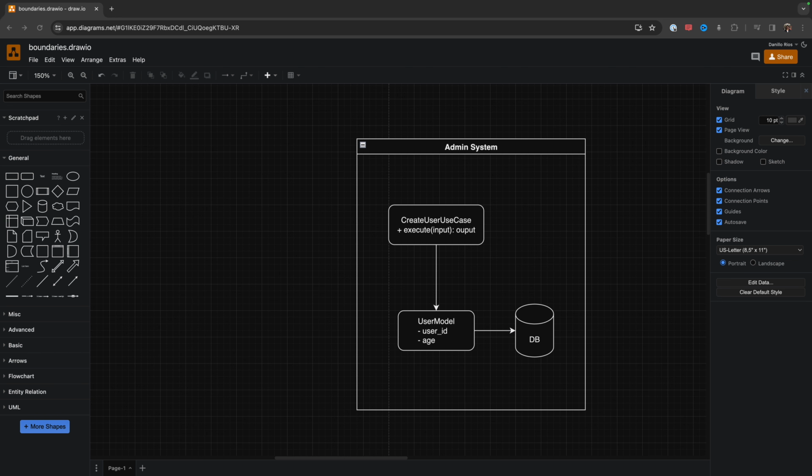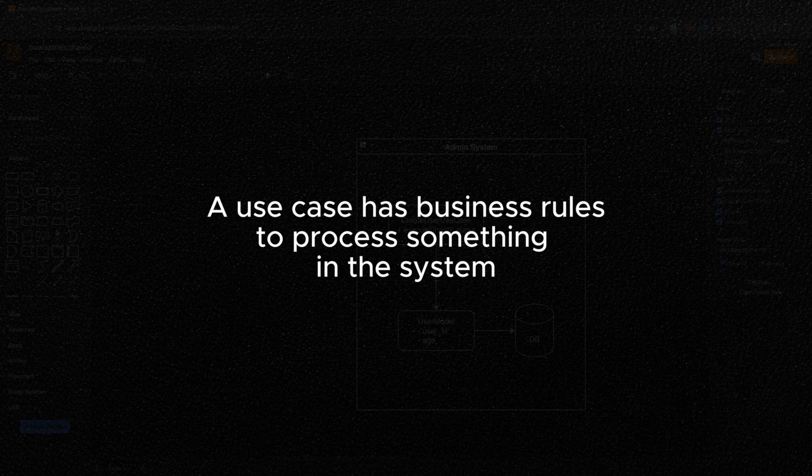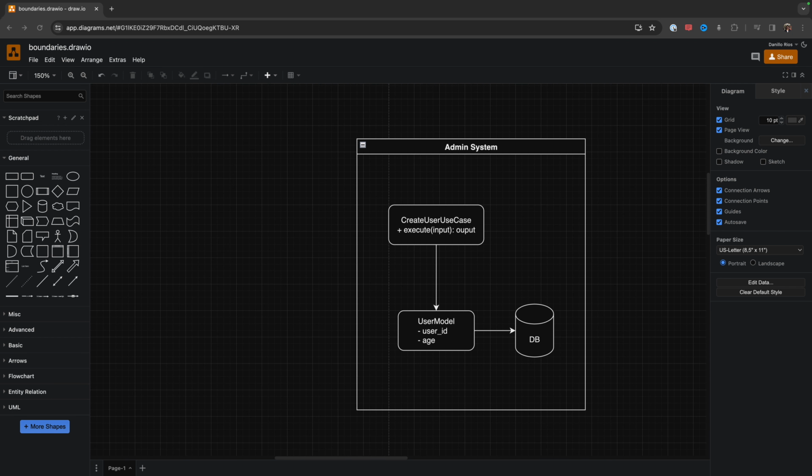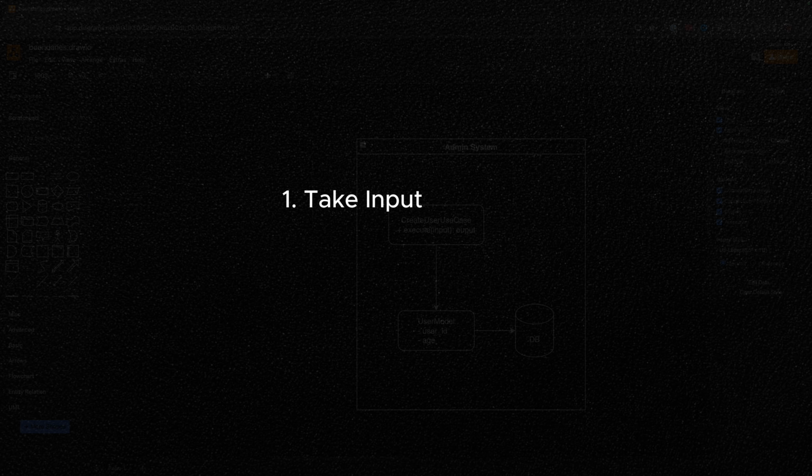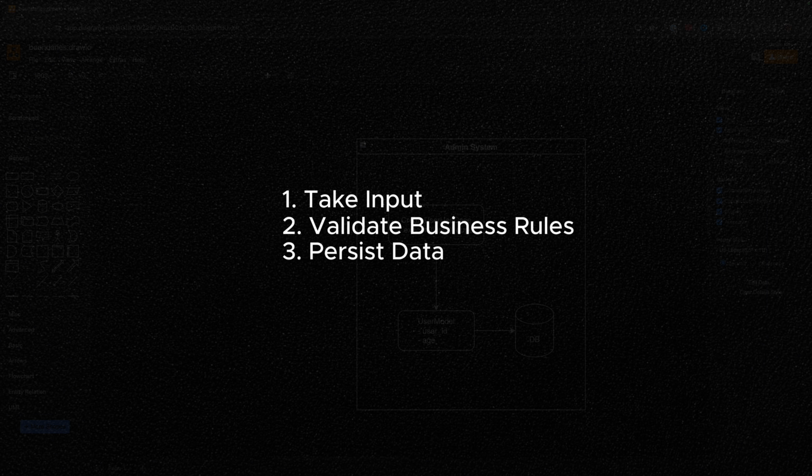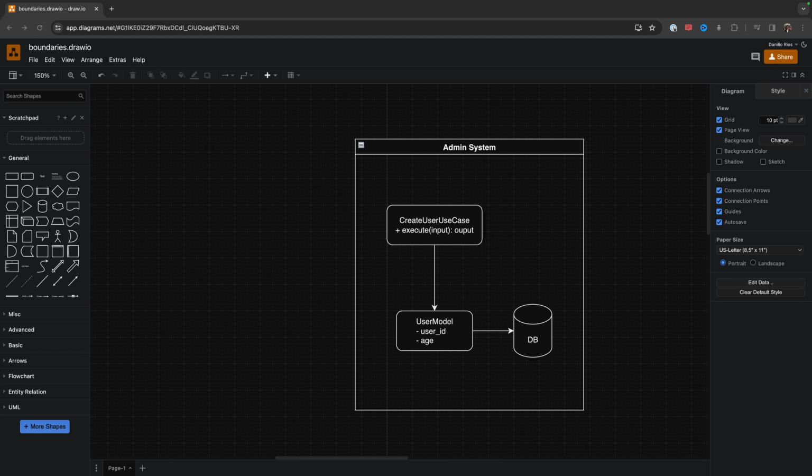Let's recap some concepts. What is a use case? In summary, a use case has built-in rules to process something in the system. So our use case will first take an input, then validate the built-in rules, after that persist data, and then return an output. Let's talk about the user model for a moment. We're using SQLite to handle our database because by using SQLite, we can create these things called models. These things represent our database tables. So when we say user model, we are basically talking about the objects that SQLite uses to work with the user table in our database.